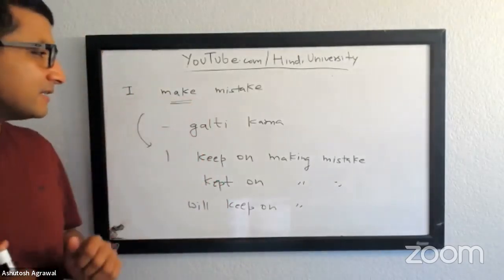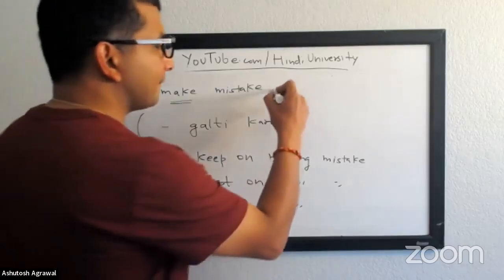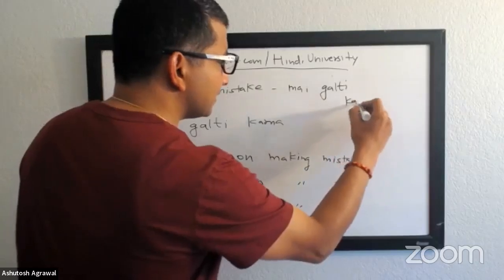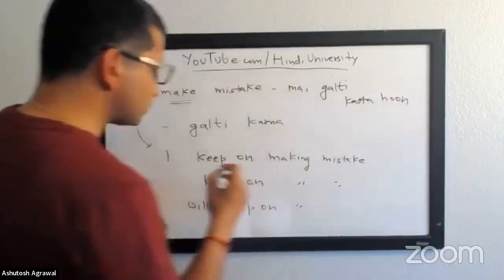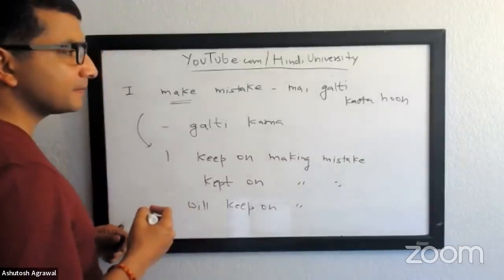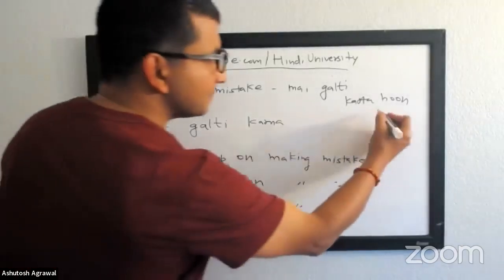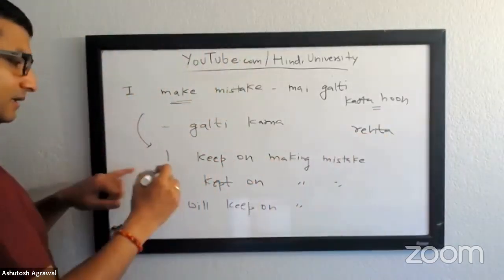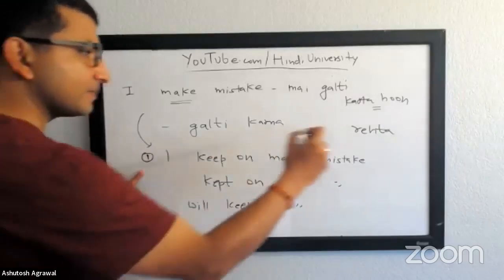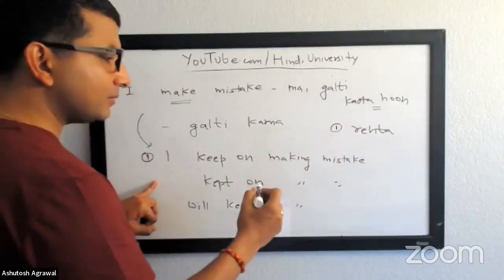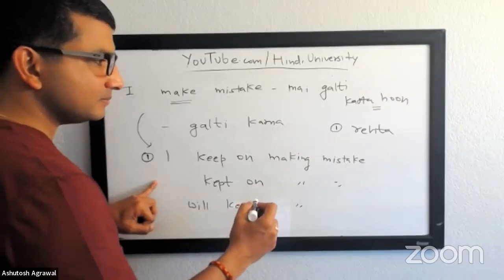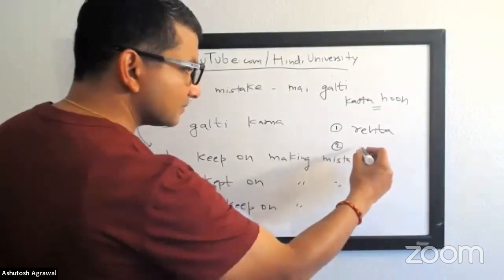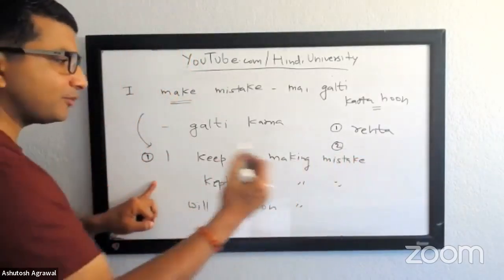Okay, let's see. Start with this one. I make mistakes. मैं गलती करता हूँ. Very good, right? So you will say मैं गलती करता हूँ. Awesome. Now let's do this one. I keep on making mistakes. मैं गलती करता रहता हूँ. So the first one you have is मैं गलती करता रहता हूँ for this one. Next one. I kept on making mistakes. So would it be मैं गलती करता रहता था?